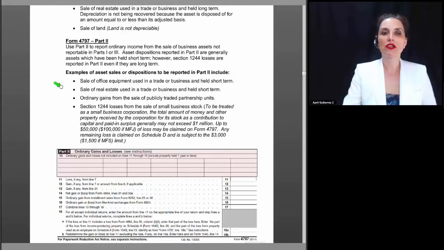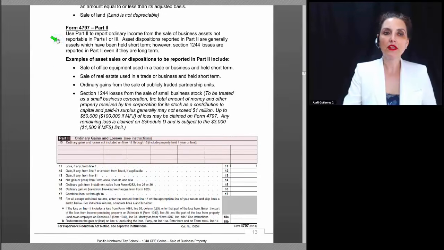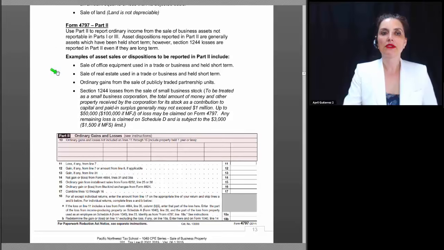Let's look now at Part 2 of Form 4797. Use Part 2 to report ordinary income from the sale of business assets not reportable in Parts 1 or 3. Asset dispositions reported in Part 2 are generally assets that have been held short term. However, Section 1244 losses are reported in Part 2 even if they are held long term. Examples of asset sales or dispositions to be reported in Part 2 include the sale of office equipment used in a trade or business and held short term, the sale of real estate used in a trade or business and held short term, ordinary gains from the sale of publicly traded partnership units.